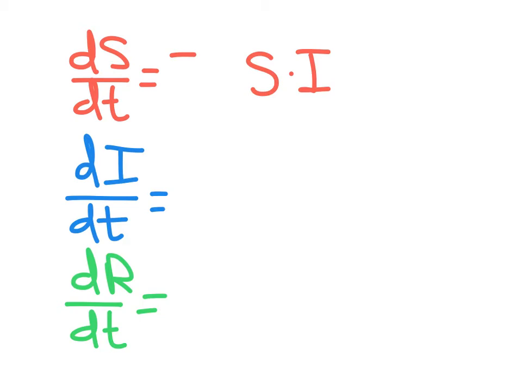So if we multiply those together, that's going to give us an idea of how the rate of change of susceptible people is going to happen. Now, it's not necessarily going to be exactly S times I. It could be some percentage or some proportion of that. And so we introduce this parameter called alpha.